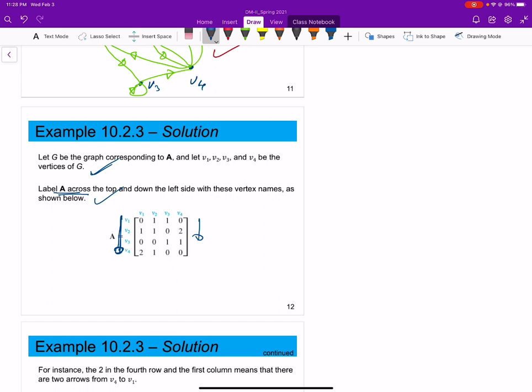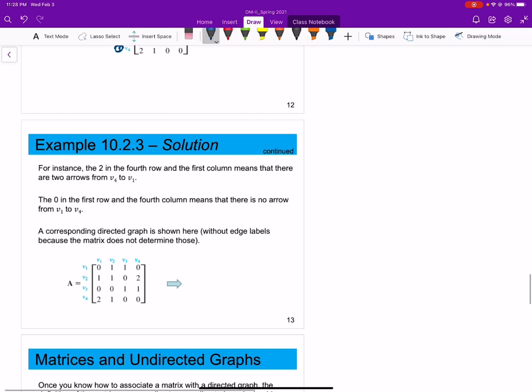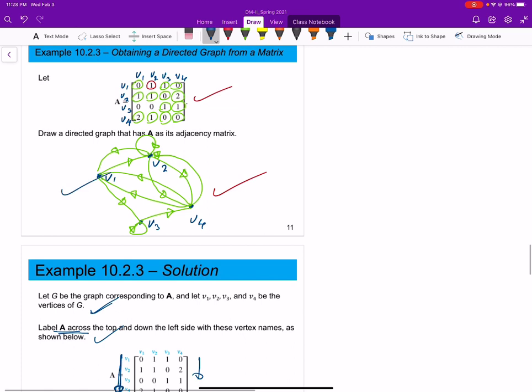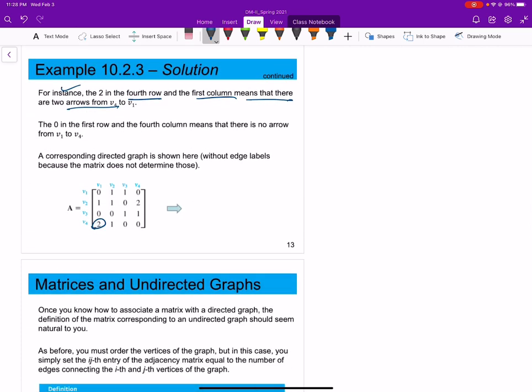Then thereafter, you have to understand what are the directed edges. For instance, the two in the fourth row and the first column, that two means there are two arrows from v4 to v1, okay, that we have already done here. So this explanation is giving you all the necessary information. Okay, and then the 0 in the first row and the fourth column represents there is no arrow from V1 to V4. Okay, that's because of the 0. A corresponding directed graph is shown here.